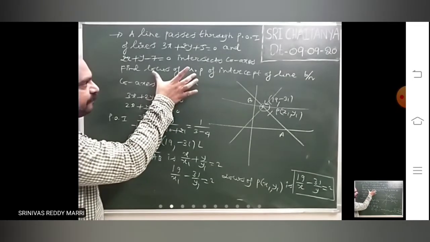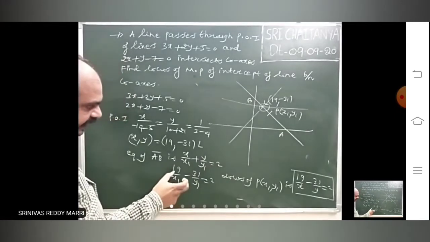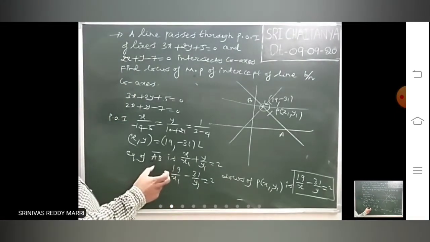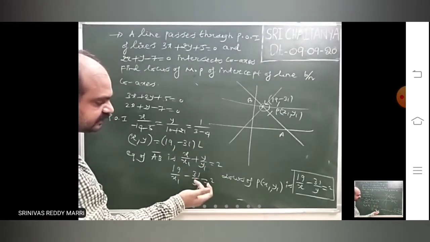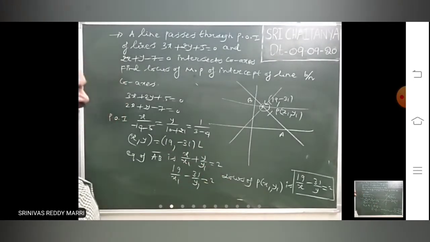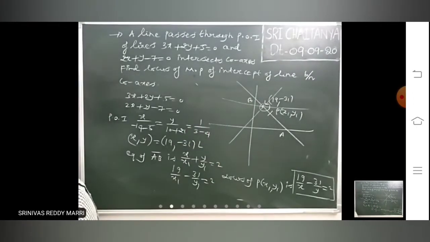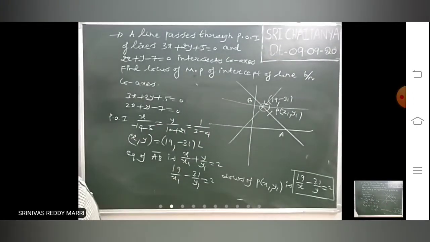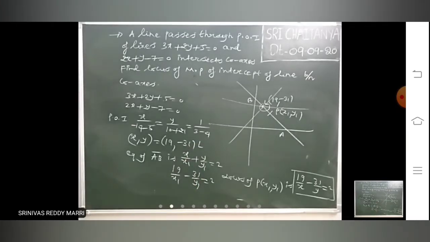Whenever locus of midpoint is there, immediately you take the midpoint and then write the line. This is the line. So what is the condition he has given? Such that you can find an equation in x1 and y1. Here the condition is it passes through that point. He can give some other condition. So for this line, you use that condition to find an equation in x1 and y1.